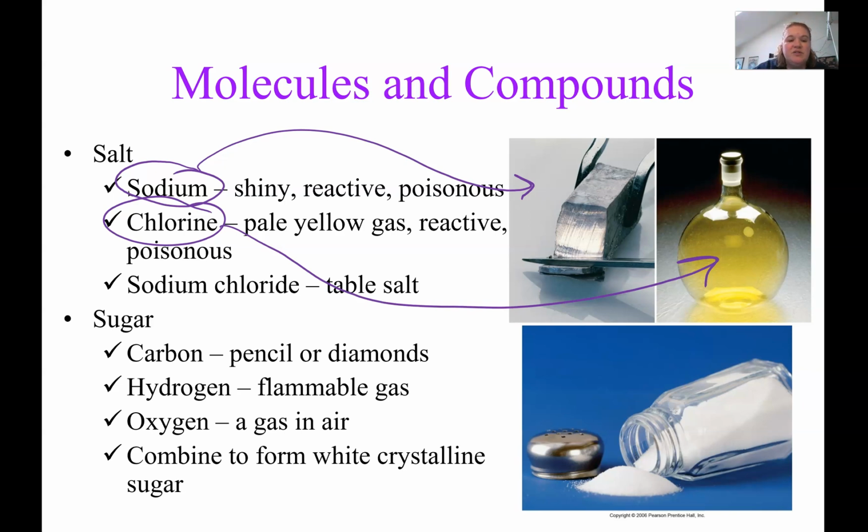But when we put these two together, we make sodium chloride, we make table salt, and it's white, it's salty, it's edible. It doesn't hold on to those previous properties. So when elements combine to create compounds, they gain new properties. They don't hold on to the previous properties they had as individual atoms.